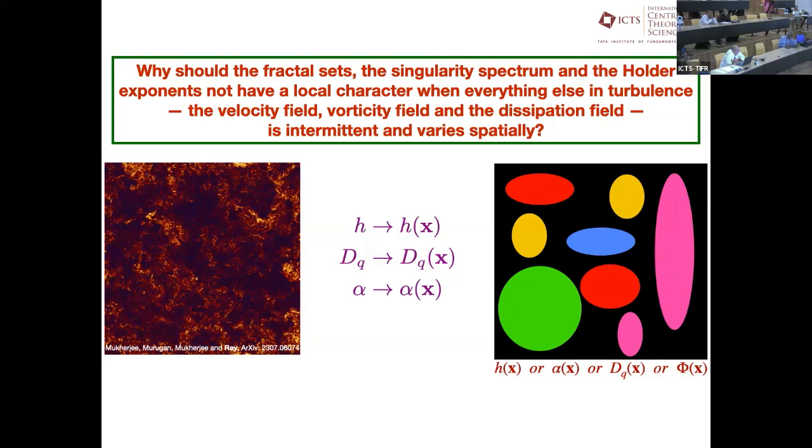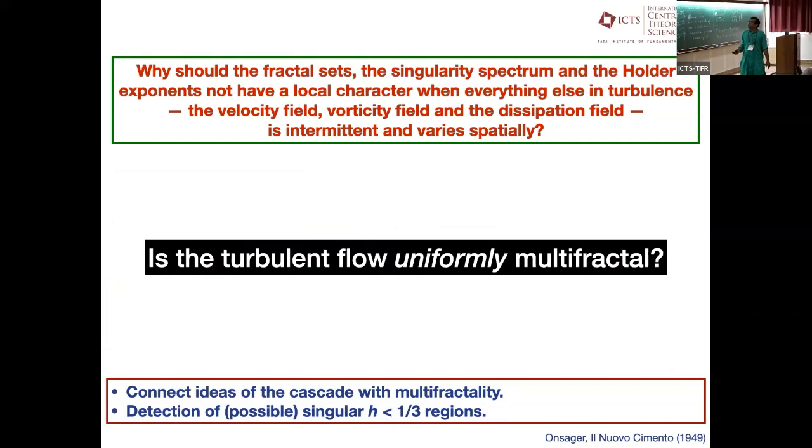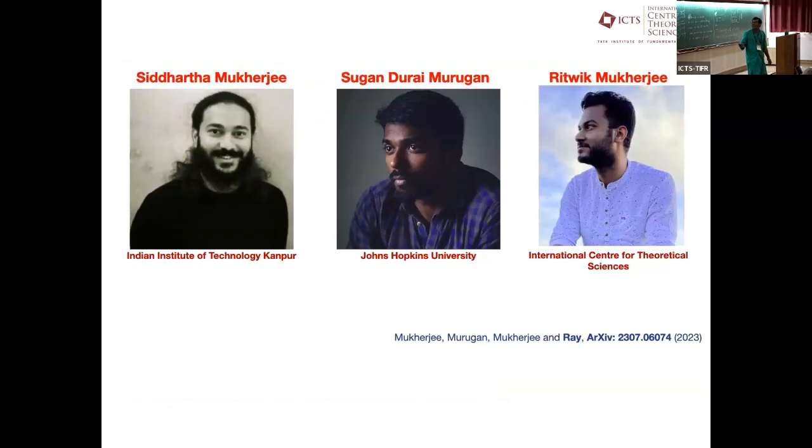All right. So what we are after, essentially, and none of this is really answered, is: can we get H as a function of x? Can we get D_q, etc., alpha as a function of x? And could there be spatial variations? All right. So the question that one is asking is, are these flows uniformly multifractal or not?